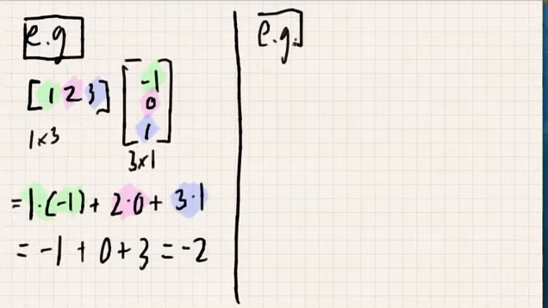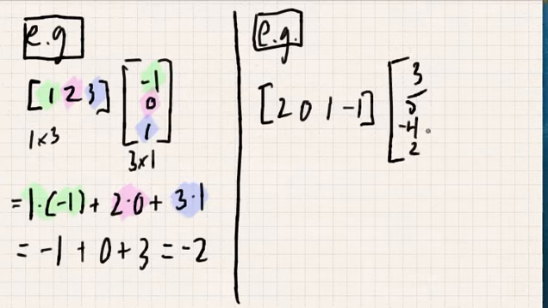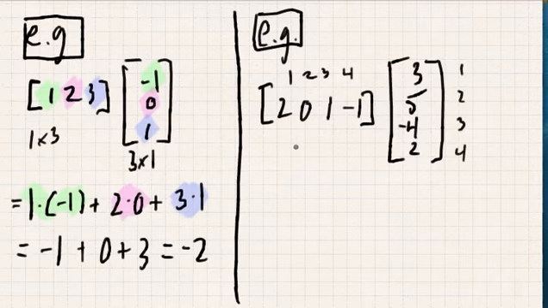This time let's do a 1 by 4 times a 4 by 1. And let's say it's 2, 0, 1, -1. And let's multiply that by 3, 5, -4, 2. Okay. So there are 1, 2, 3, 4 components in each of these. So this is 1 by 4, and this is 4 by 1.